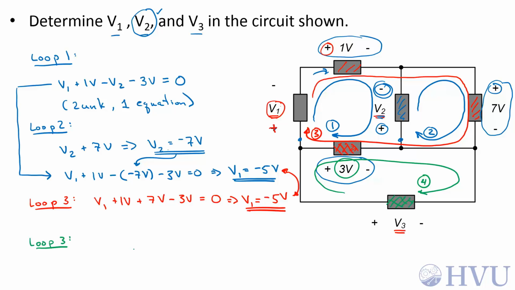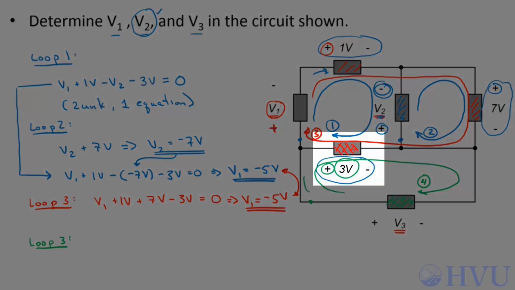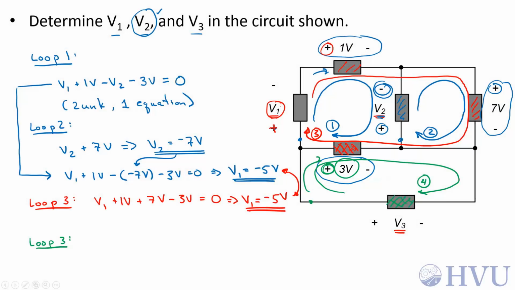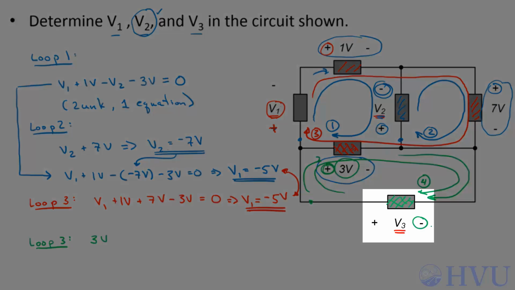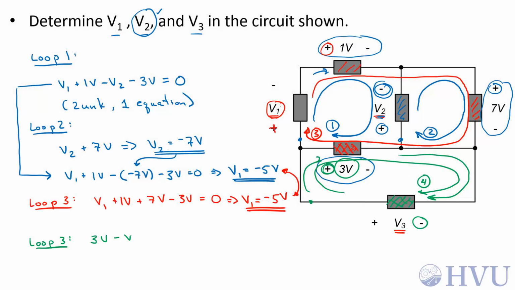I'll stick with my usual sign convention. If I see a positive terminal first, I'll add it. If I see a negative terminal first, I'll subtract it. If I start down here and loop this direction, I see this positive terminal first, so I add that term, plus 3 volts. As I come around here, the next voltage I see is the negative terminal on V3, so I subtract V3. That sums to 0 since I'm back to my starting point. And V3 is equal to 3 volts. And I've got values for the 3 voltages that I want.